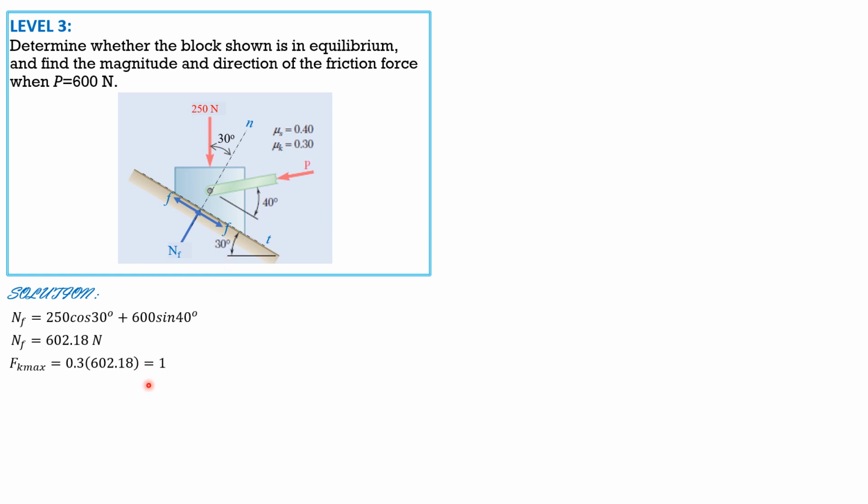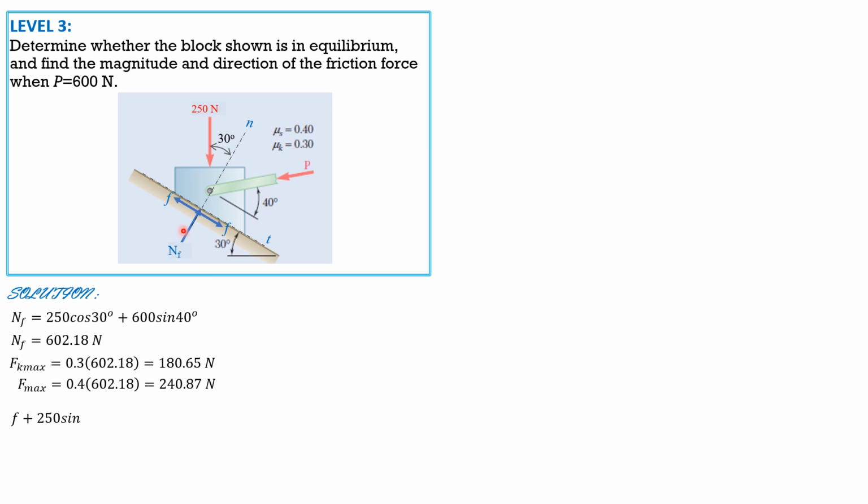So the maximum frictional resistance when the block is in motion, Fk max, is 0.3 of NF, 0.3 of 602.18, so 180.65 newtons. And the maximum frictional resistance for the block to remain in equilibrium, or when we have impending motion, is 0.4 of NF. So 0.4 of 602.18 is equal to 240.87 newtons. Then let's solve for F required for the system to be in equilibrium and compare it with F max here.